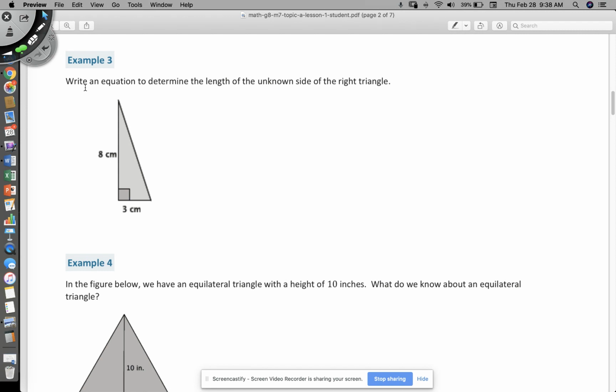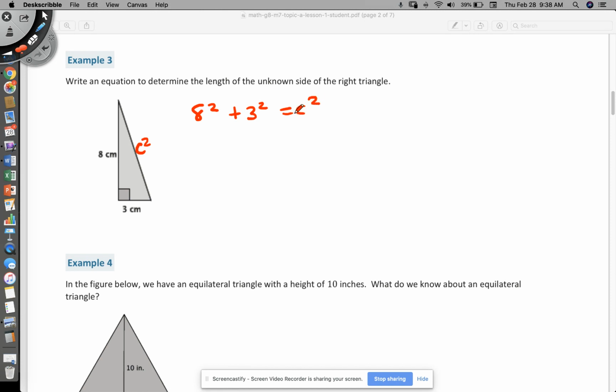here we go. First one, write the equation, solve for the length of side. Same thing. So this is my c squared here because that's my longest side. So we're going to say 8 squared plus 3 squared equals c squared.